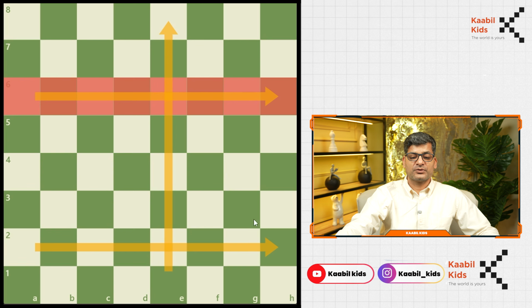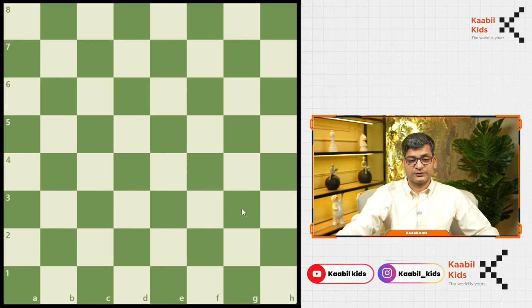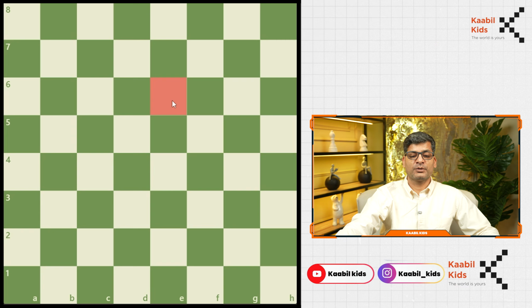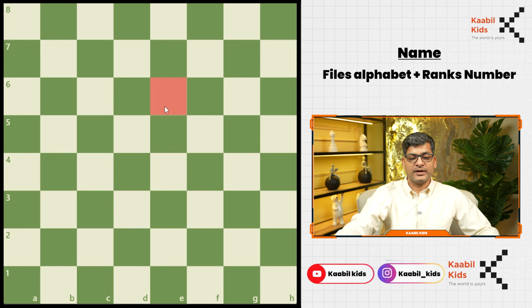So let's try to name the square. Let me take off all these arrows first. Okay, so let's try to name the square. So I'm going to highlight this. Let's try to name the square. So the first name of the square would be the name of the file that it belongs to, and the last name would be the name of the rank. So this is in which file?